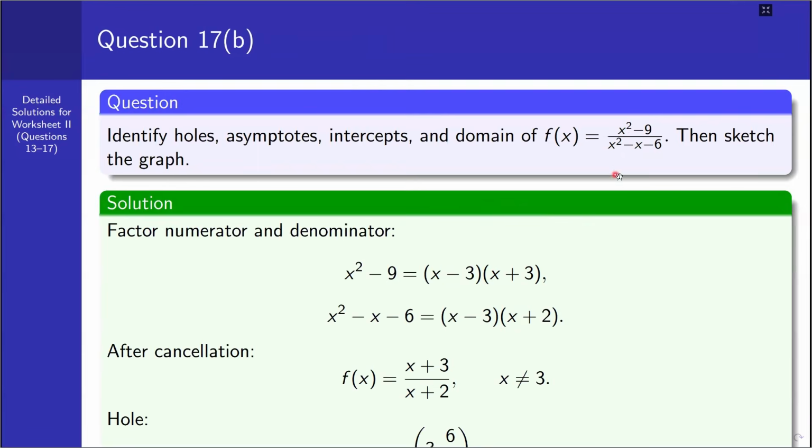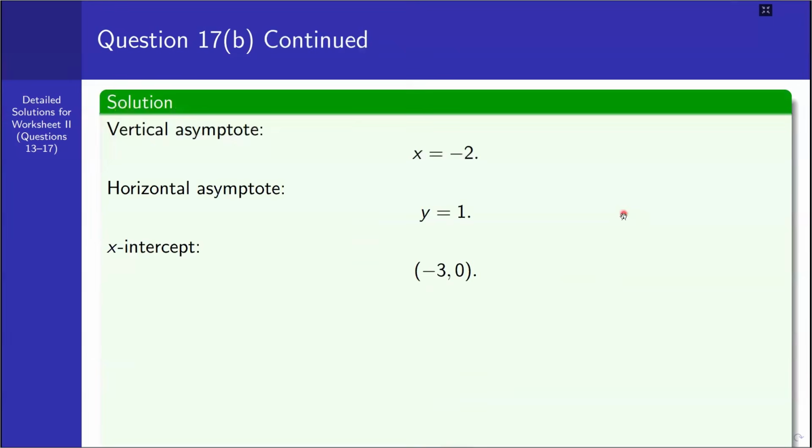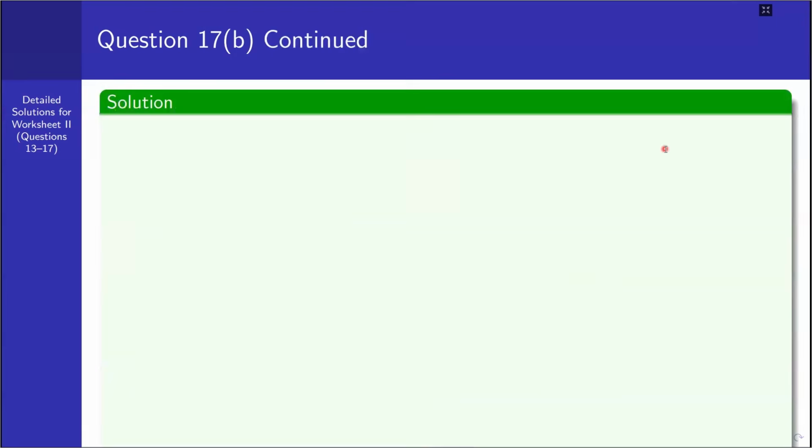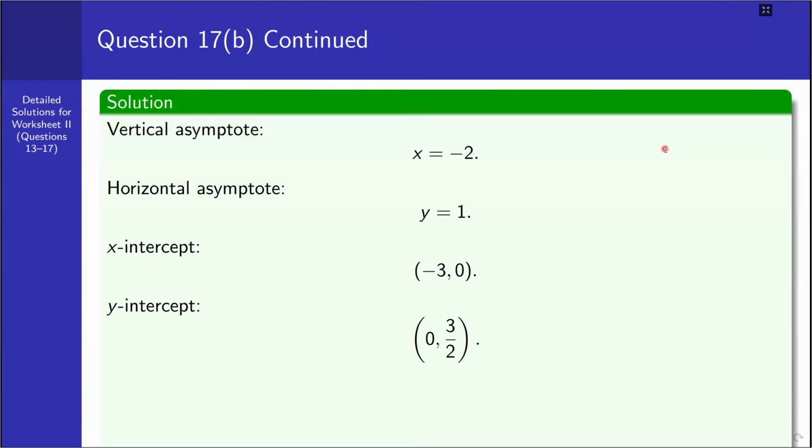But 3 can make the denominator 0, so 3 is not a zero. But minus 3 could be the zero of this rational function, so that (minus 3, 0) could be the x-intercept of the given rational function. To get the y-intercept, we set x equal to 0. When x is 0, we have minus 9 over minus 6, which can be further simplified to 3 over 2, so that (0, 3 over 2) would be the y-intercept of the graph of the given rational function.